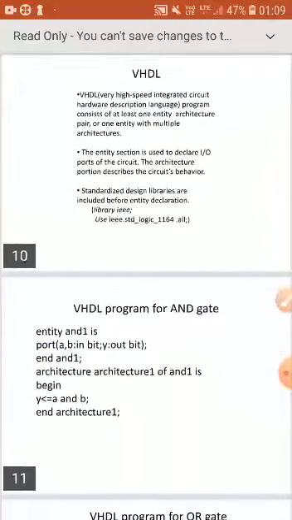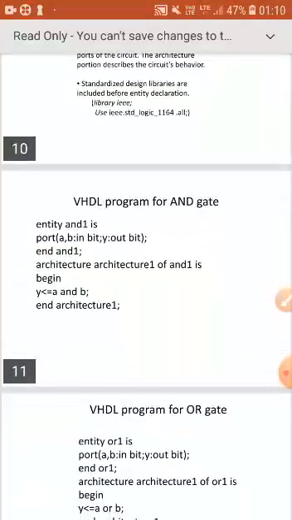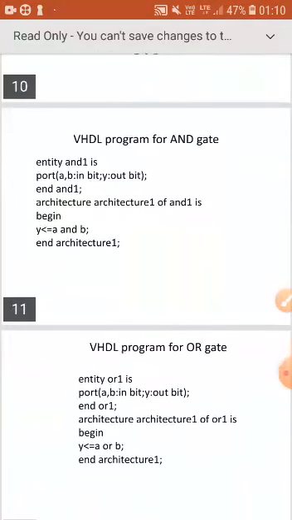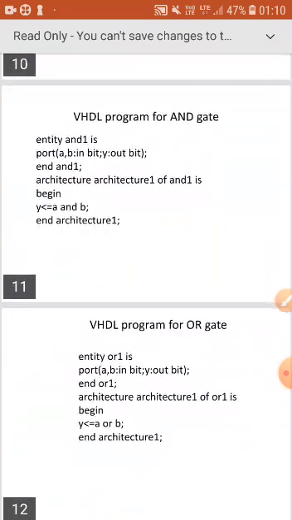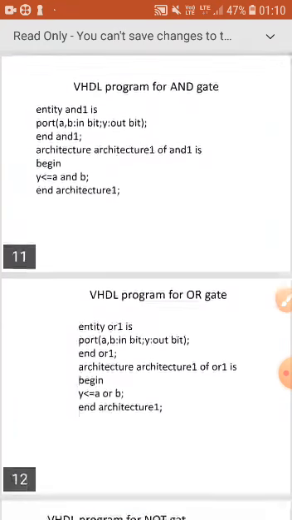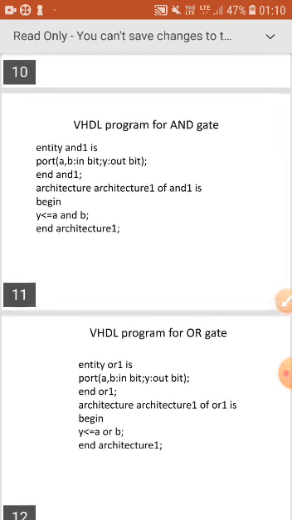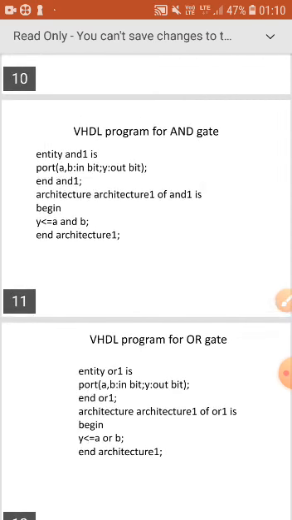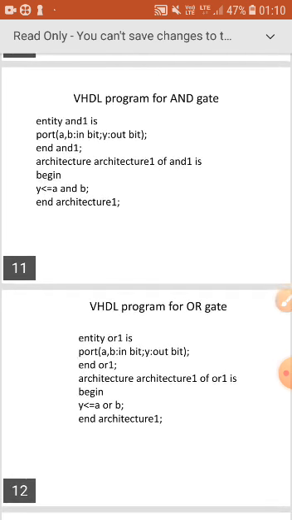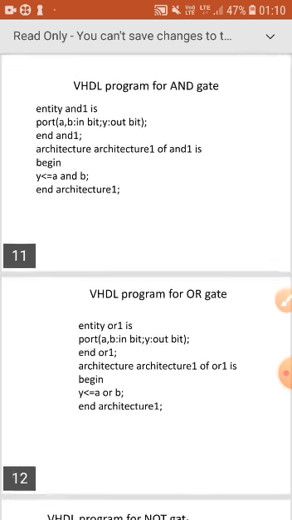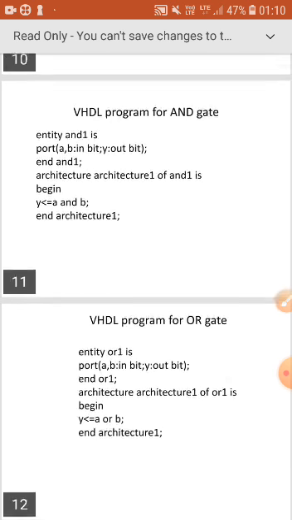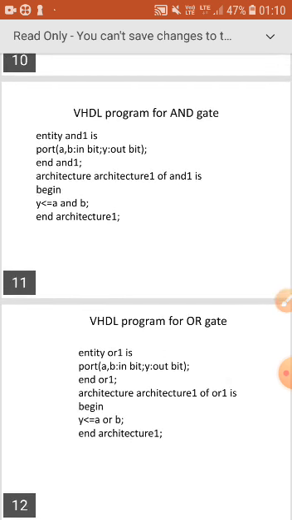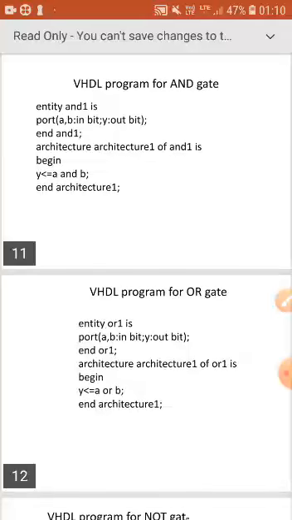Next, we will see the VHDL program for an AND gate. Here, AND1 is the entity name. First line entity, next entity name, then is. Next, port. Here I am declaring the ports of the two-input AND gate. A and B are the inputs, Y is the output.